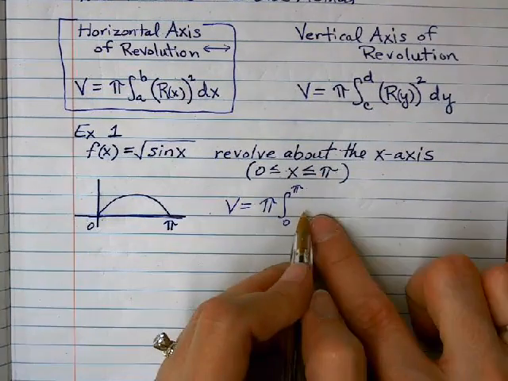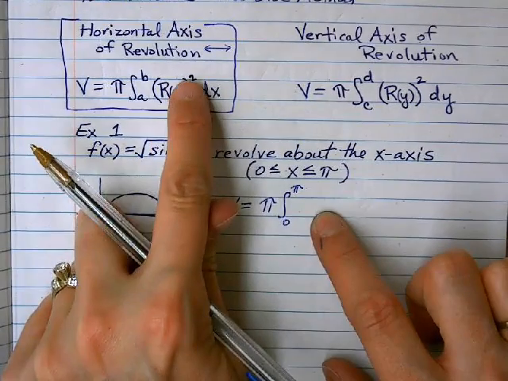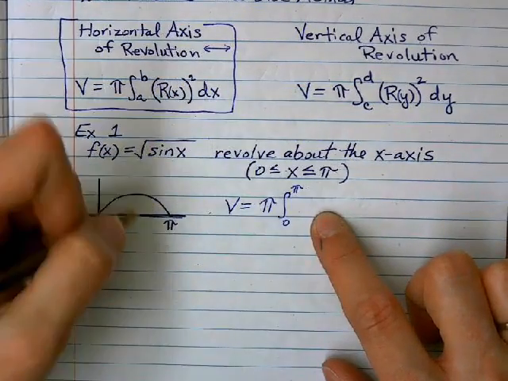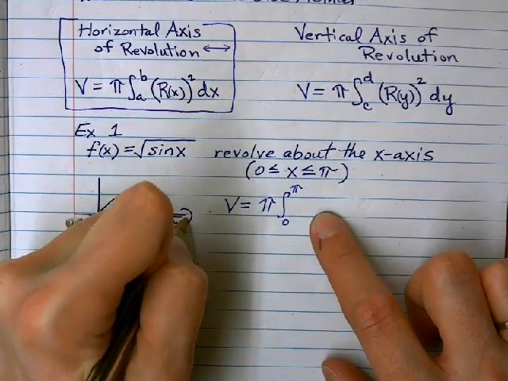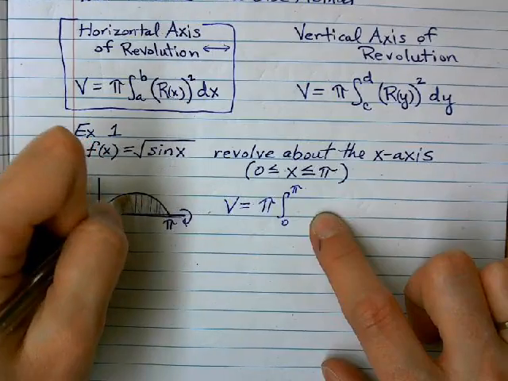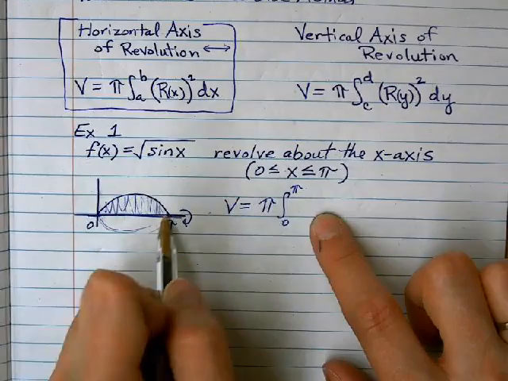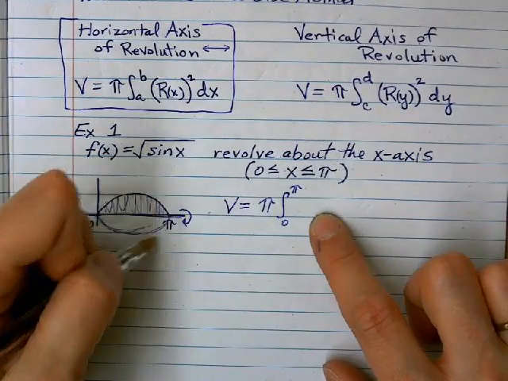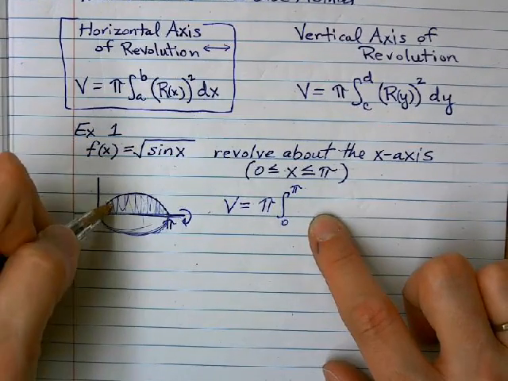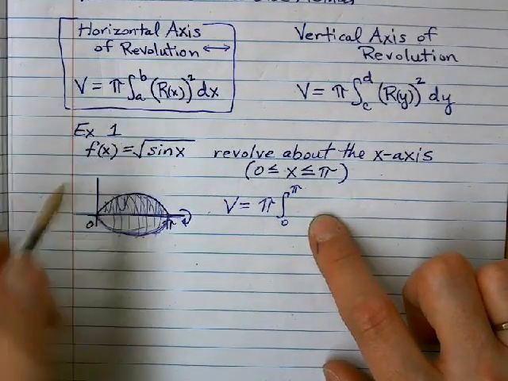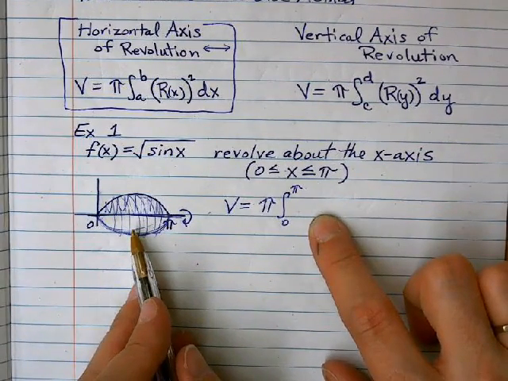Okay, now the formula says to do a radius squared and then dx. Well, what's our radius? They're telling us to revolve this drawing right here. I'll shade it in a little bit. They're telling us to revolve that around the x-axis. So if I revolve it, I'm turning it around. It'll make a 3D shape, more like that. Kind of like a football looking thing. Okay?